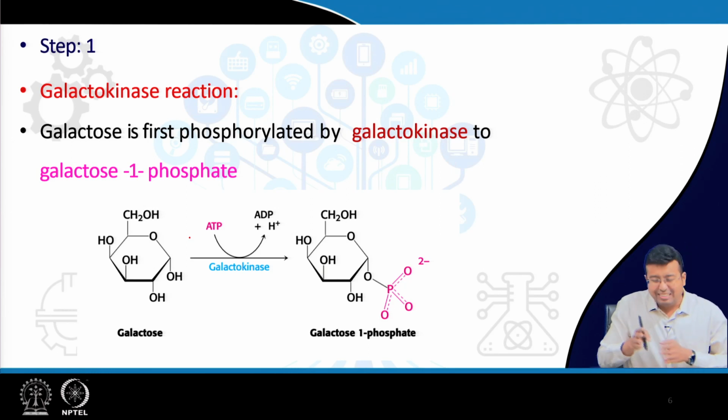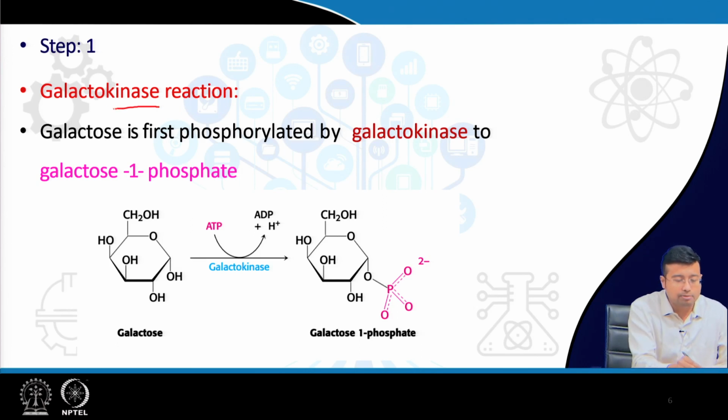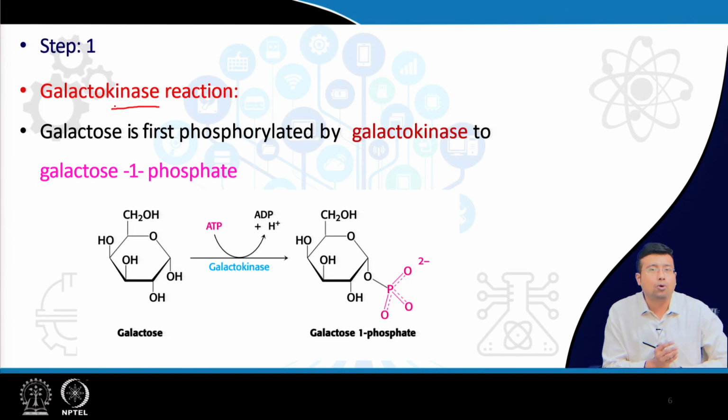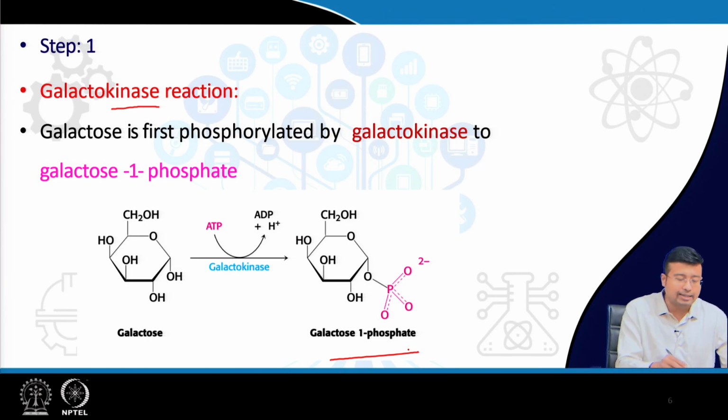From your knowledge previously, I am sure you have encountered this kinase group of enzymes: hexokinase, glucokinase, phosphofructokinase. All of them are doing what? They are adding a phosphate molecule or phosphate group. So, kinase adds a phosphate group, and galactokinase is also not an exception. So, upon action of galactokinase, galactose is converted to galactose 1 phosphate, right. This is the first reaction, and this is the cyclical form of galactose.